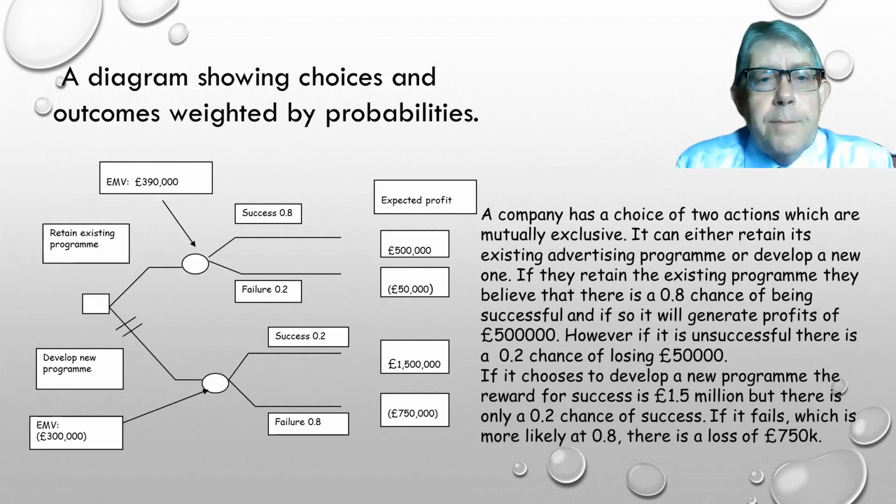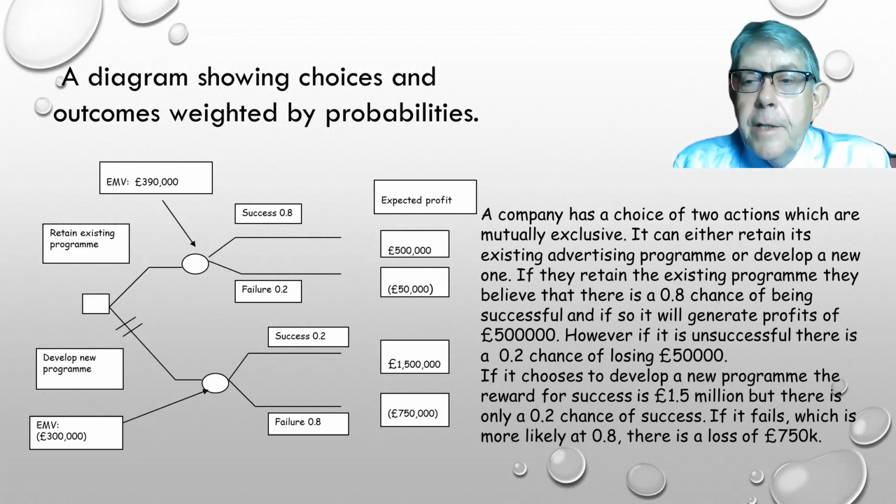Well, here we have one. It's a diagram showing choices and outcomes weighted by probability. So in our example, a company has a choice of 2 actions which are mutually exclusive. In other words, they have to do one at the expense of the other. It can either retain its existing advertising program or develop a new one.